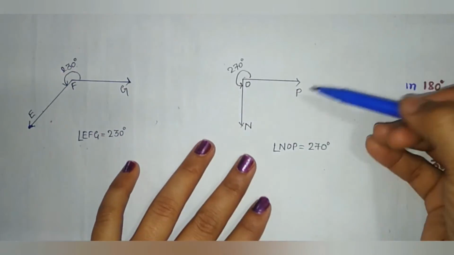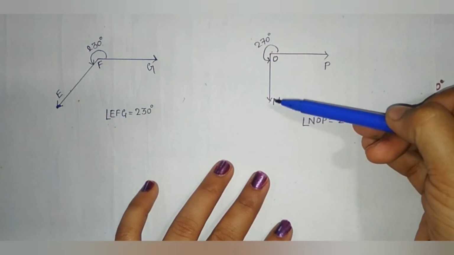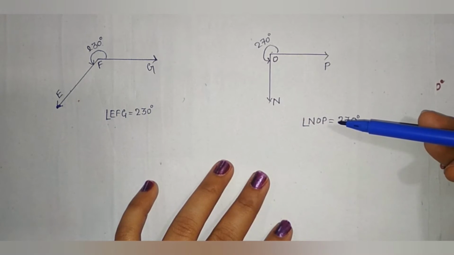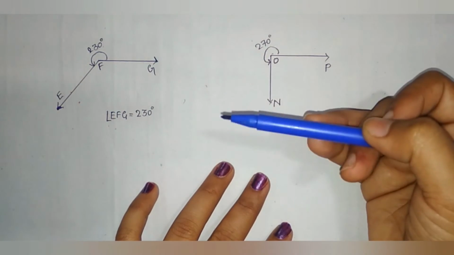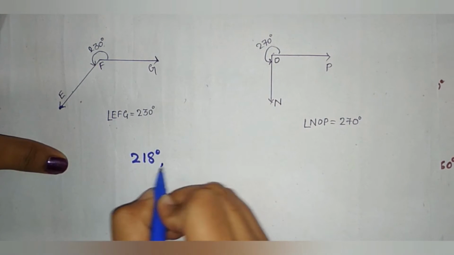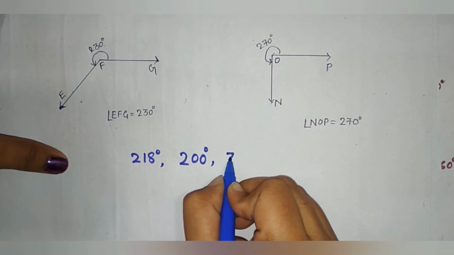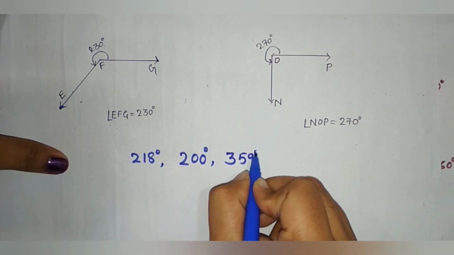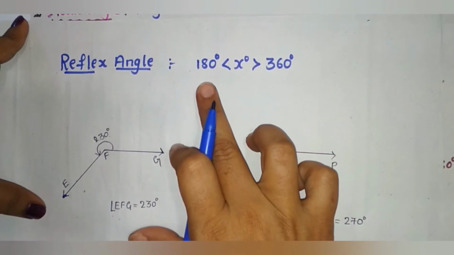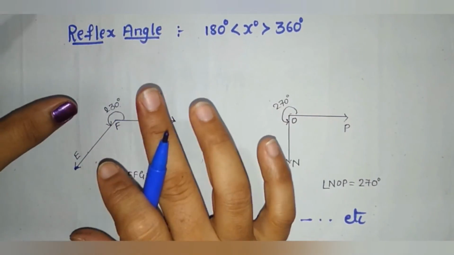Now one more example I have drawn here to make you understand, that is 270 degrees. The angle NOP is equal to 270 degrees, which is less than 360 but more than 180 degrees. Like that many examples we can take, it may be 218 degrees or 200 degrees, and it may be 359 degrees. Many examples, etc. Whichever measures more than 180 but less than 360 are examples for a reflex angle.